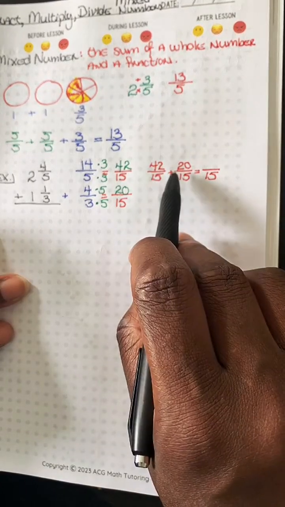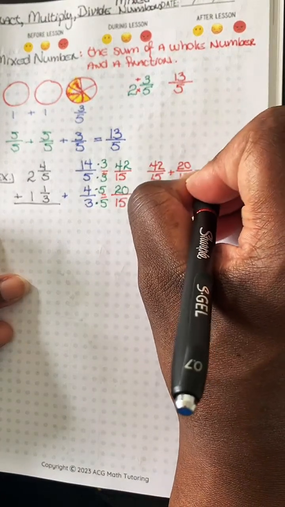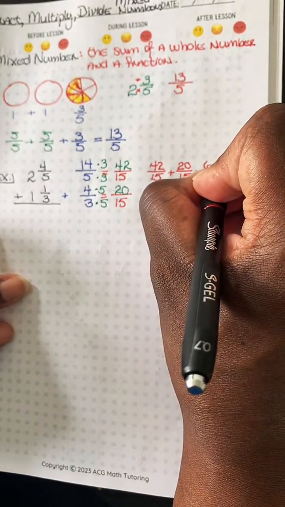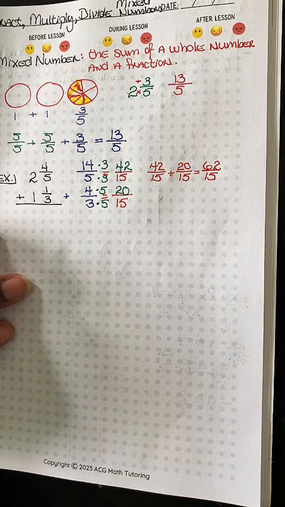So now we have our common denominator, which is 15, and then we're adding the numerators. So 42 plus 20, that will give me 62. There you go, Nellie. Thank you. 62 15ths. Hey, Lynette. Thank you. All right. There it is.